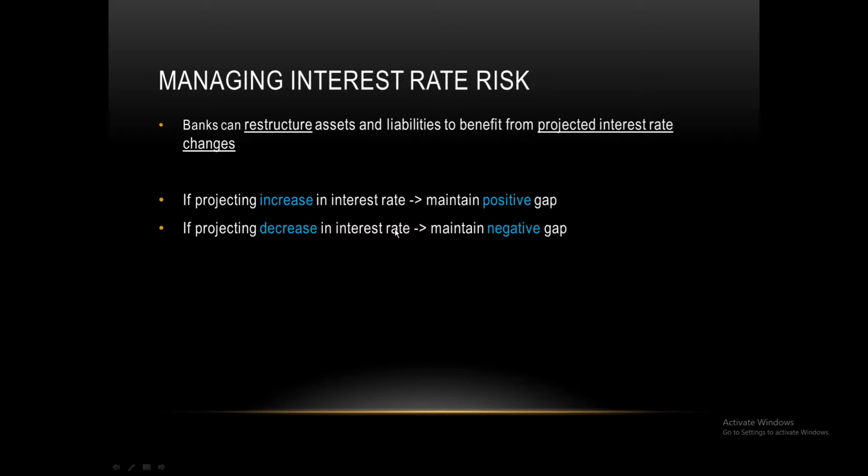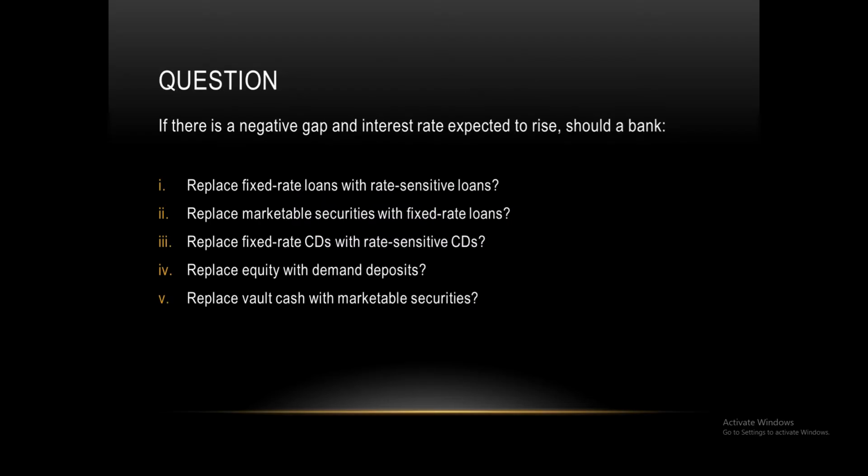If they think interest rates are going to go up, then they want to maintain a positive gap. And the more positive the gap is, the more net interest income they'll earn. And if they project a decrease in interest rates, then they'll maintain a negative gap. And obviously they also want it to be as negative as they can to earn a higher net interest income. Okay, so there are quite a few questions here, but each of these won't take too long. So let's go through it one by one.